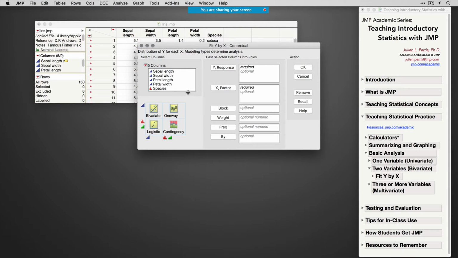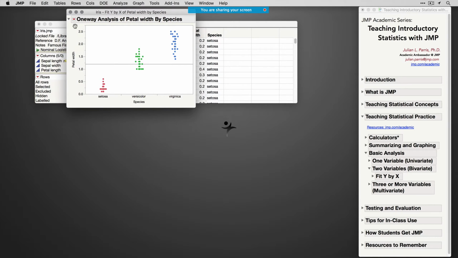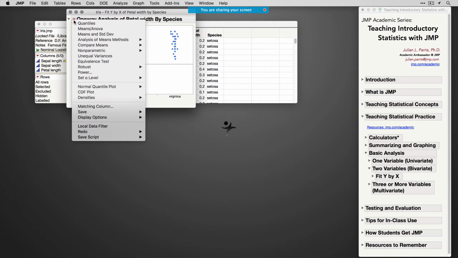And so here, again, depending on the type of data we give JMP, because it's based on context, JMP knows what type of analysis to give us. So let's say we're predicting from species to predict petal length. When I click OK, JMP will give us a certain type of output. It's called a one-way. And under that red triangle are all the analyses that make sense given that structure of data. One categorical X predicting one continuous Y.